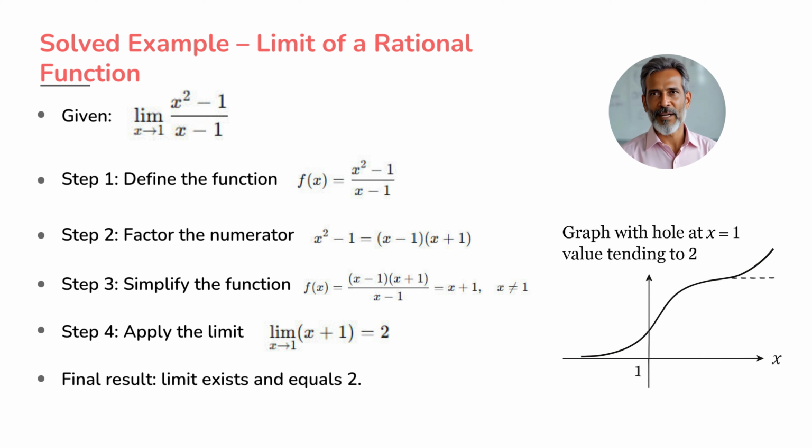Now, applying the limit as x approaches 1, substitute 1 into x plus 1, which gives 2. Therefore, the limit exists and equals 2. Visualize a graph with a hole at x equals 1, but the curve smoothly tending toward the value 2. Shabash! You successfully evaluated the limit of a rational function involving a removable discontinuity.